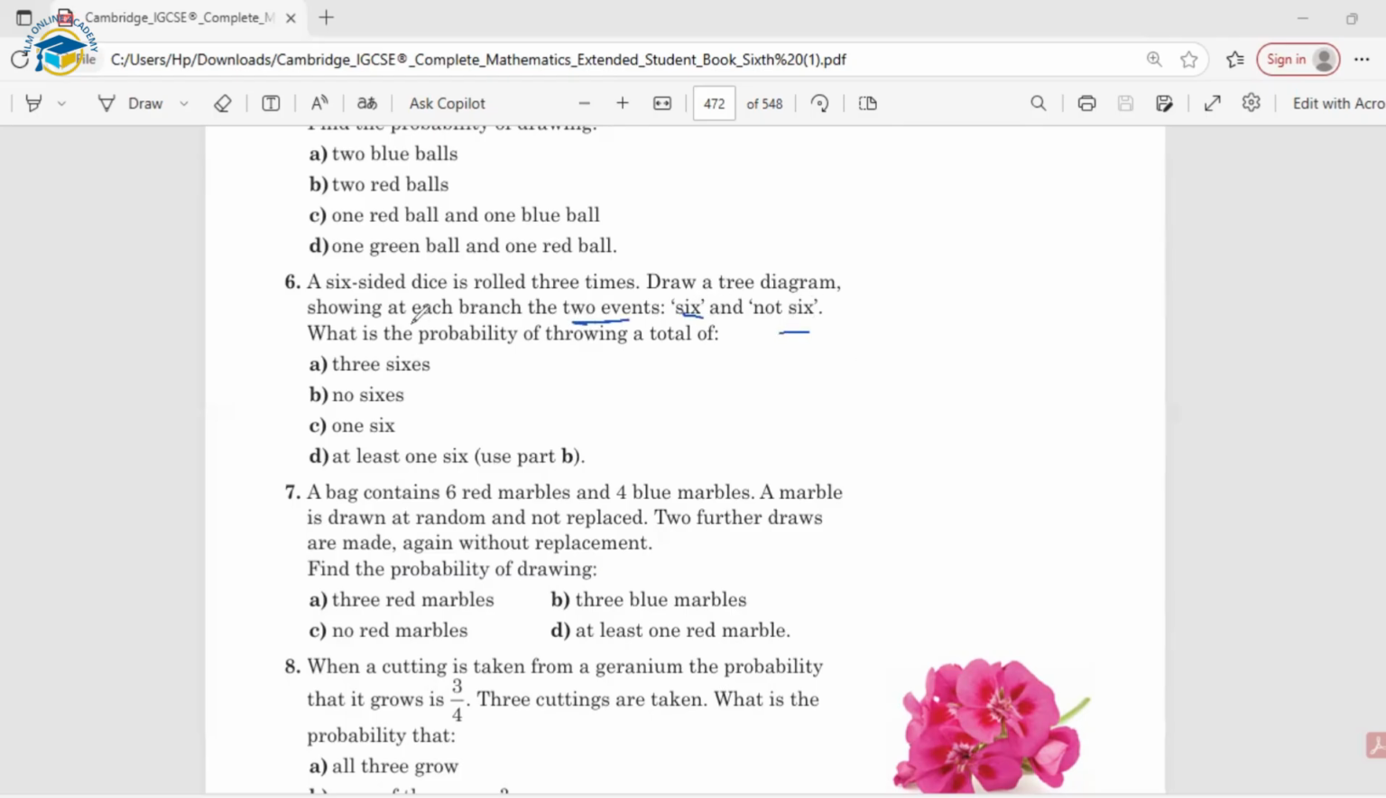So what is the probability of throwing a total of 3 sixes, no sixes, 1 six, or at least 1 six? If they're asking for the total of 3 sixes, it means that we need to go up till the third branch.